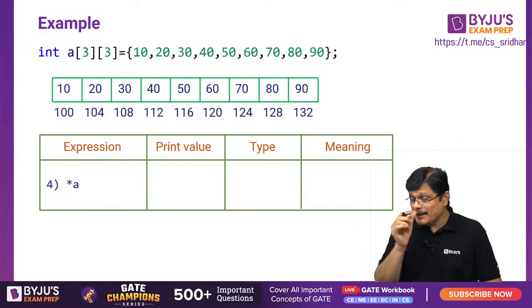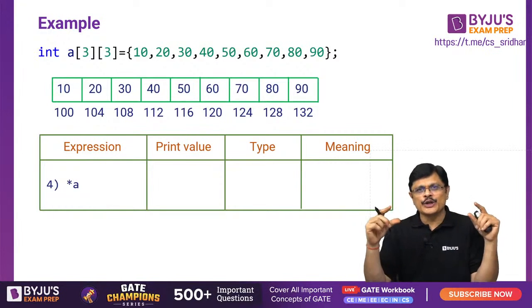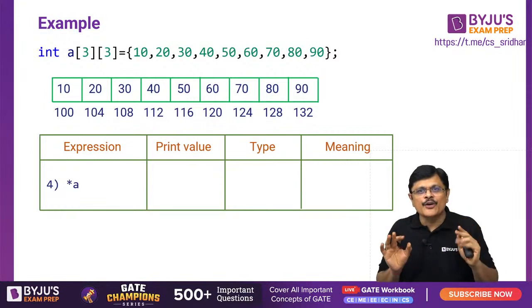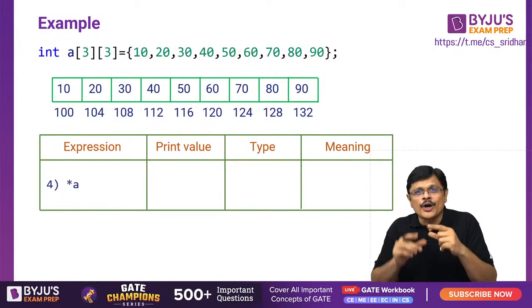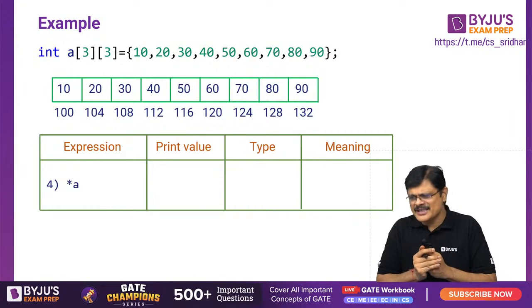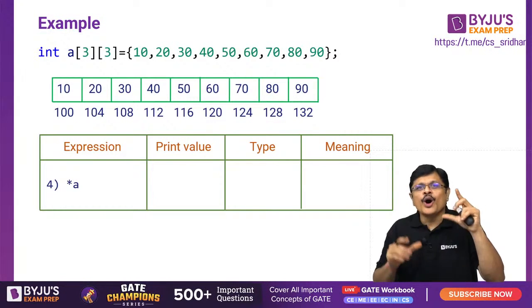See, it is 100, but what is it actually? 100 is fine. I told you, whether it is the 0th 1D array, the entire 2D array, or the 0th element, all are 100 only. 100 is correct. But what is it? It is that element, or that array, or the 2D array.